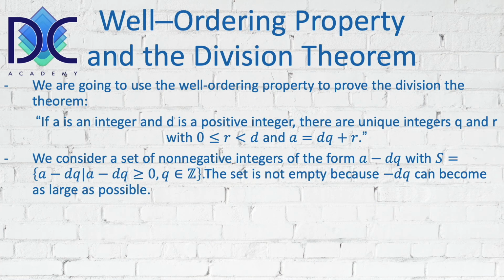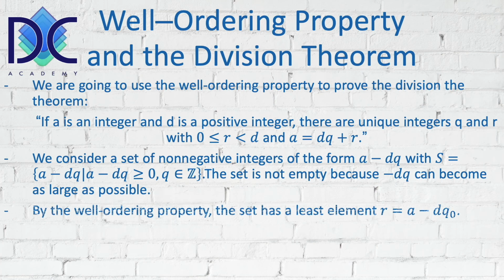Now, we consider a set of non-negative integers from the form a minus dq. So basically we are looking at the remainders, and the remainders are always positive. And the set is composed of a minus dq, where a minus dq is larger or equal than 0, and q is an element of the integers. The set is not empty because minus dq can become as large as possible. So basically we can find any possibility, we can find a large number of elements of this set.